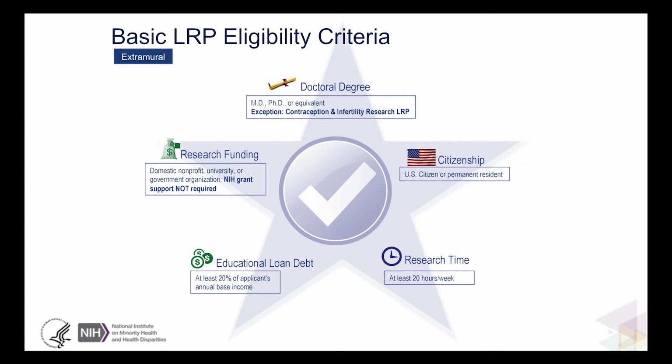Lastly, but very important, regarding research funding. Your research funding and your salary support must come from a domestic, nonprofit university or government organization. While you do not have to have an NIH grant to be able to apply for and receive an LRP, your research must be supported in some way or fashion by a domestic nonprofit entity. For-profit research support in the form of salary or research support is not allowable. Again, call and talk to someone at the LRP Help Desk or Information Center to get more information.